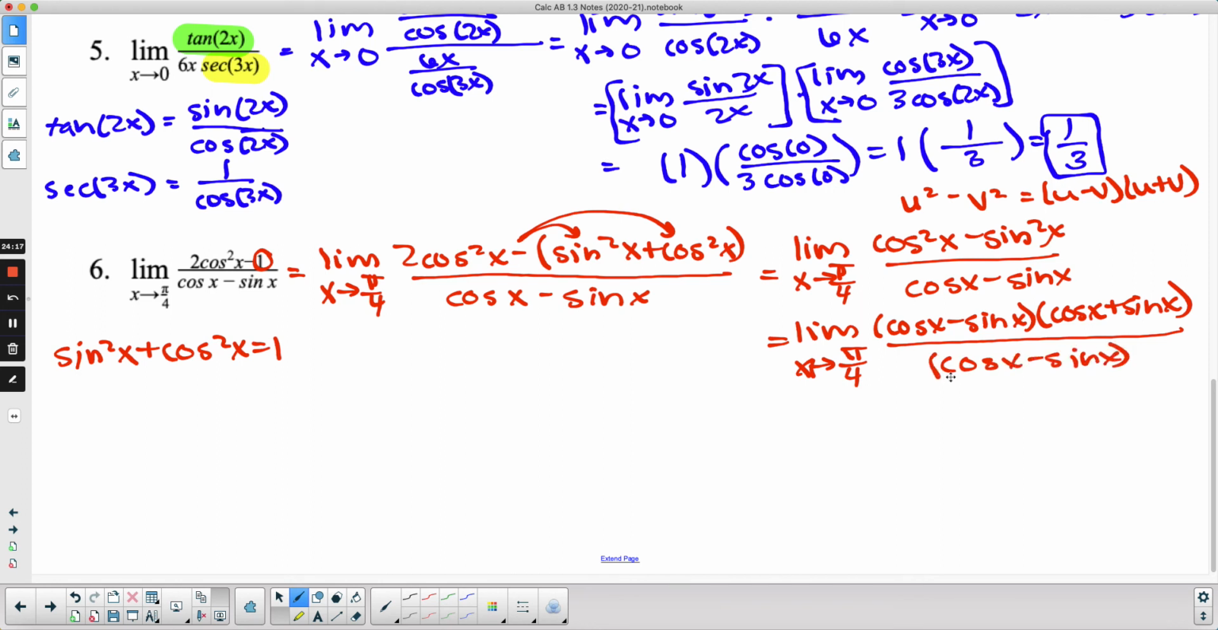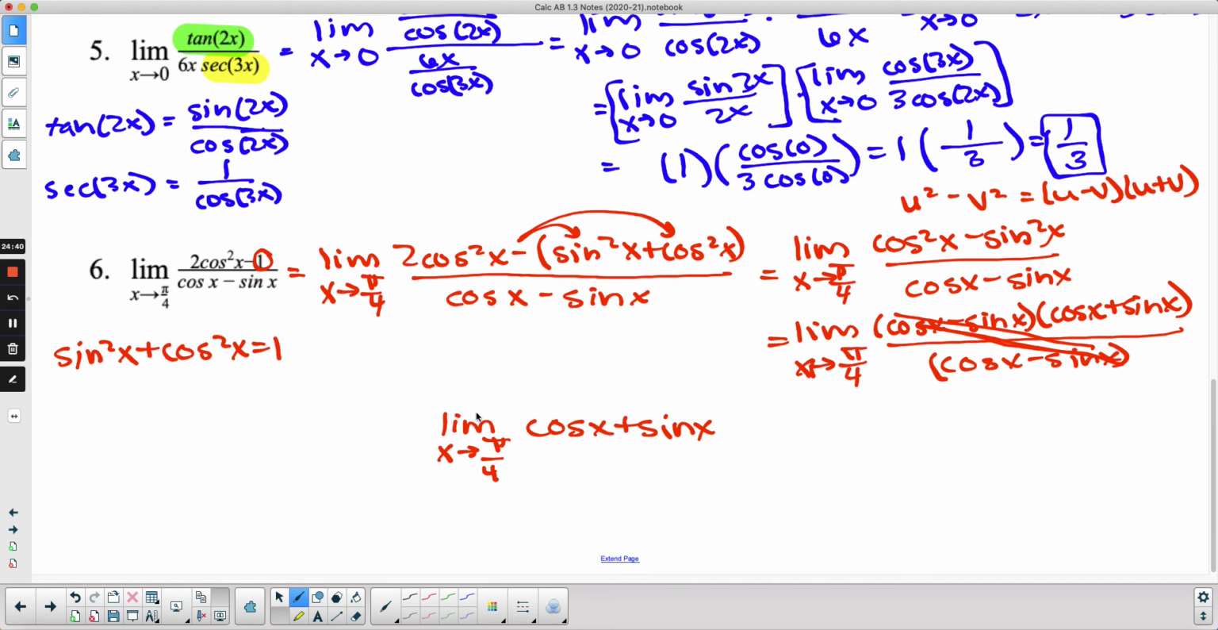All right, now the nice thing here is cosine minus sine, common factors, they end up canceling. That's equal to 1. So we are left with the limit as x goes to pi over 4 of cosine plus sine. And now we can just use our direct substitution.